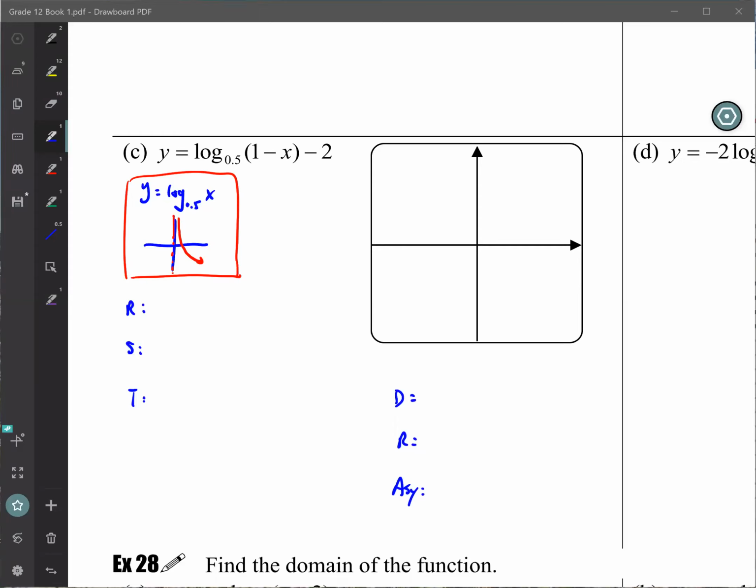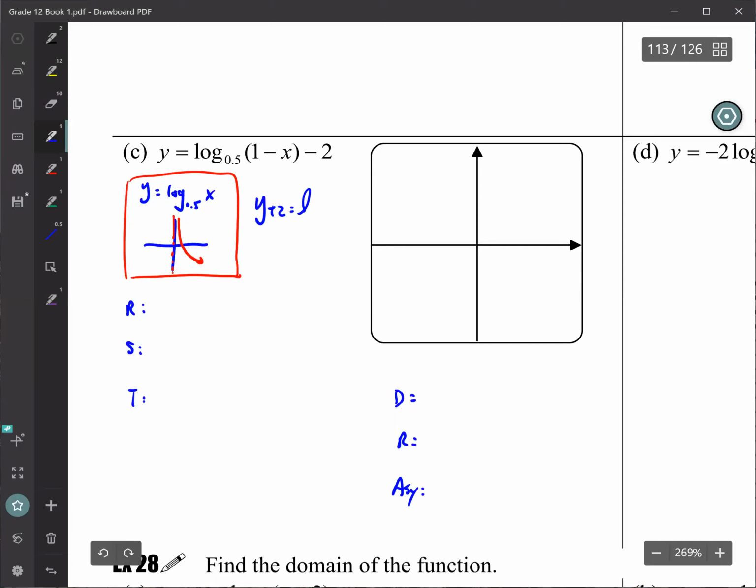Okay, Tiana, do you have the story form? Is it y plus 2 equals log 0.5 bracket 1 minus x bracket? Okay, close, pretty close. The only thing is on the inside, the variable has to be at the front, right? Just like the y plus 2, the y has to be at the front. So anyone else?